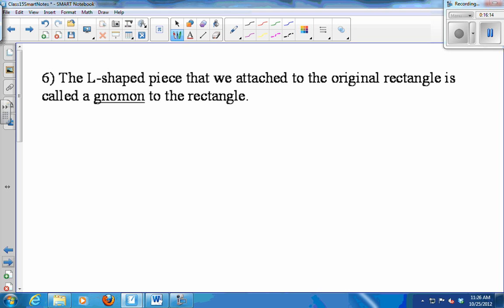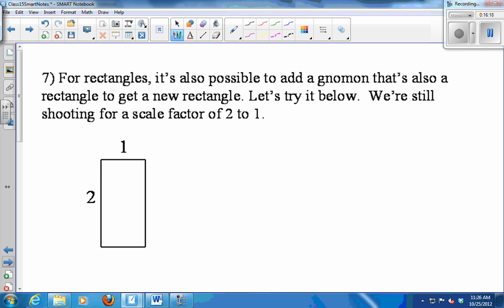So the L-shaped piece that we attached to the original is called a gnomon to the rectangle. For rectangles, it's also possible to add a gnomon that's also a rectangle. It doesn't have to be an L shape. And in fact, if I'm a carpenter, maybe I prefer to do this because cutting an L is a pain in the butt, right? So let's try to add a gnomon to this thing that's another rectangle instead of an L. So the resulting rectangle I want is going to be 2x4, right? I made a 1x2. I want it to be twice as big. It has to be 2x4. I happen to already have a side of this rectangle that's 2 feet. So if I just extend it this way, I could end up with a rectangle that's 2x4 if I put 3 feet on this edge. So if I make that 3x2 and glue those together, I end up with a rectangle that's 2x4, which is what I want. Now I just have to turn it on its side.